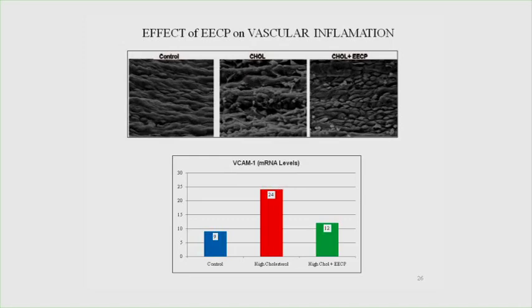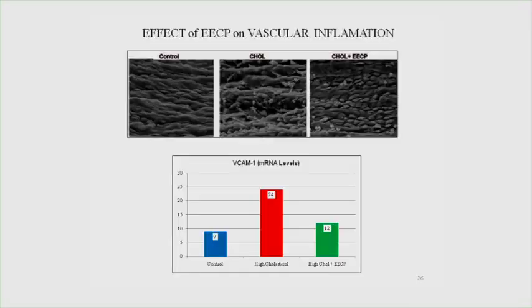So with the high cholesterol diet and inflammation, you have VCAM being expressed by the endothelial cells. The white cells are going to bind to that and enter the artery wall. This is blunted with ECP. So you have less immune cell infiltration in the artery wall in the high cholesterol pigs that were treated with ECP.